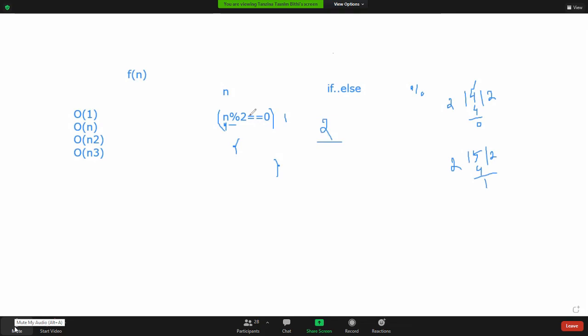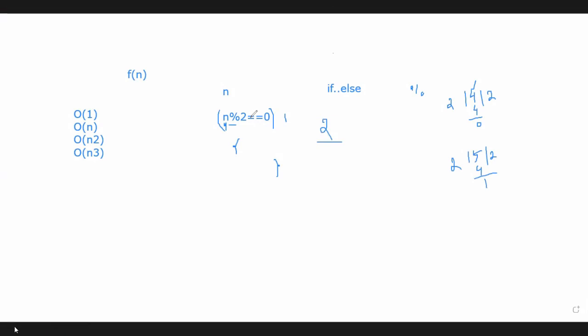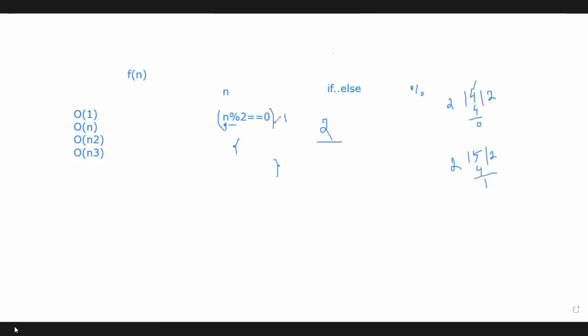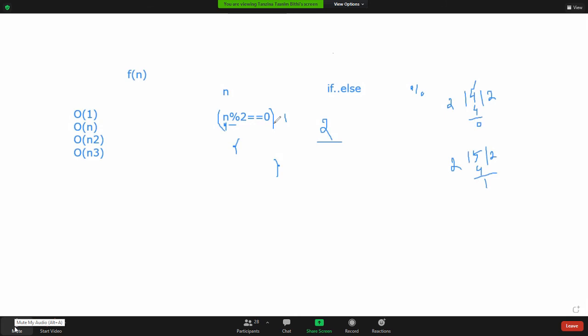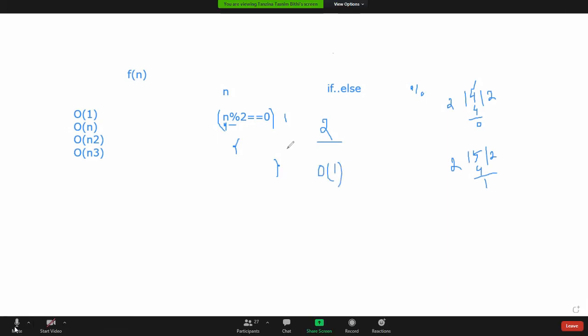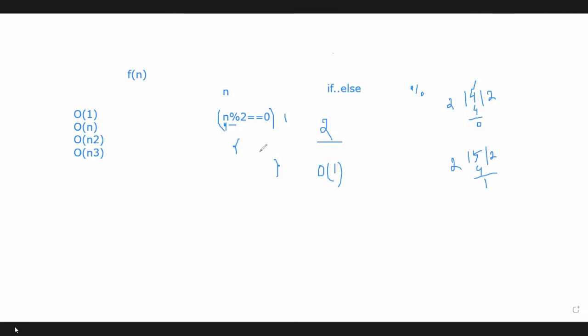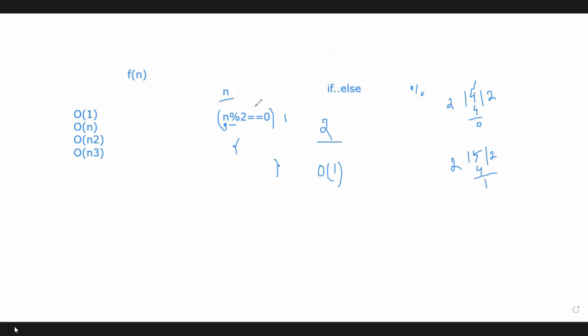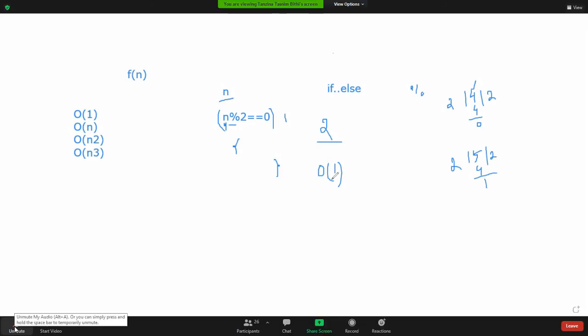So what is the time complexity of this program? Is it order of 1, order of n, or order of n square? Ma'am, order of n. It's actually order of 1. Oh, sorry, the time complexity of this algorithm is order of 1. Why is it order of 1? Because we can take any value of n, but the number of operations is fixed. Only two operations are here, right? That's why the time complexity is order of 1.